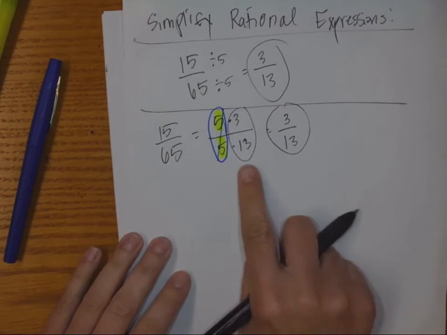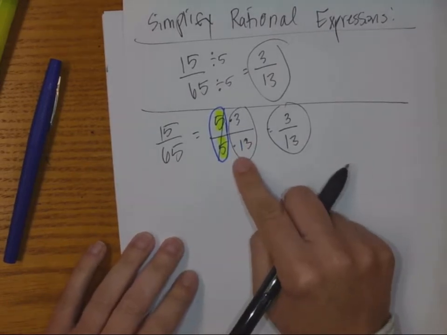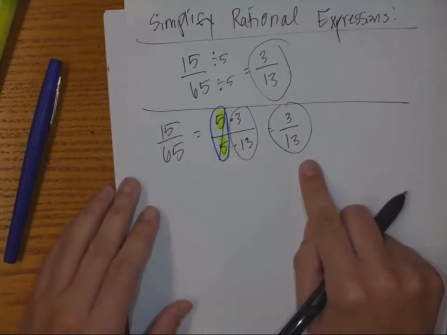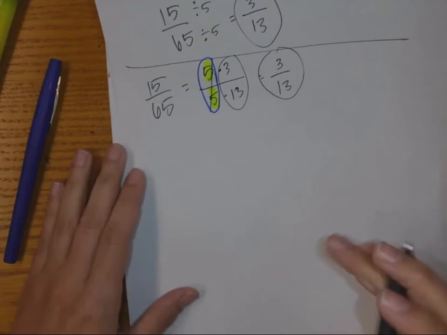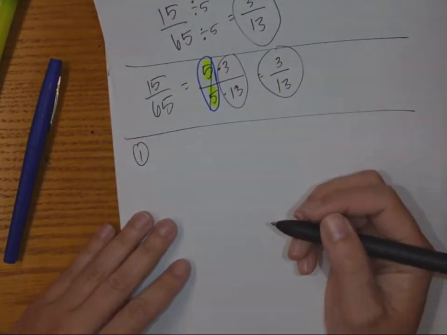Okay, so that's how we're going to simplify rational expressions. We're going to rewrite it as a multiplication problem and then divide out things that are exactly the same on top and on bottom to get our answer. Okay, so let's start off with some pretty easy problems. Let me just give you some stuff that's already sort of factored.